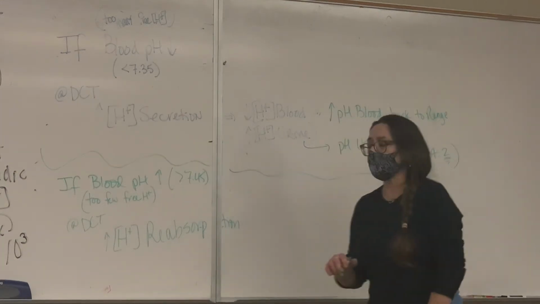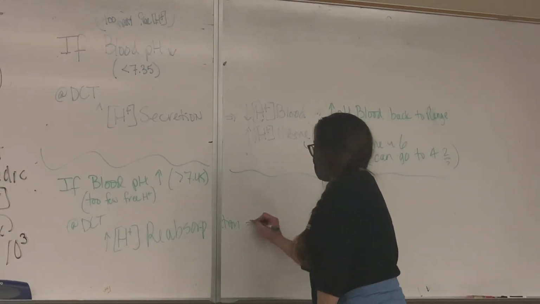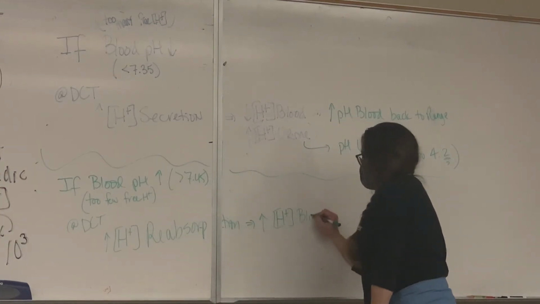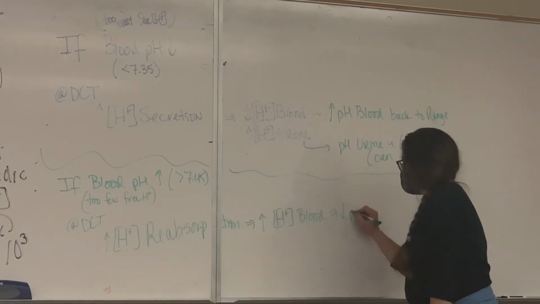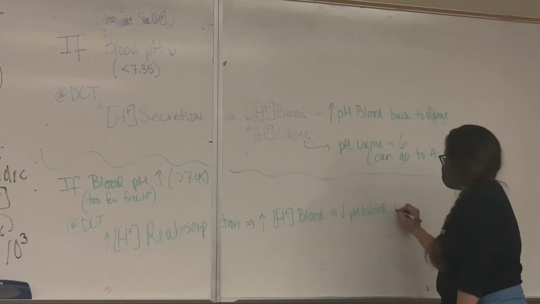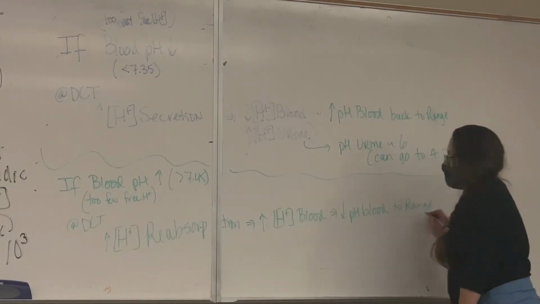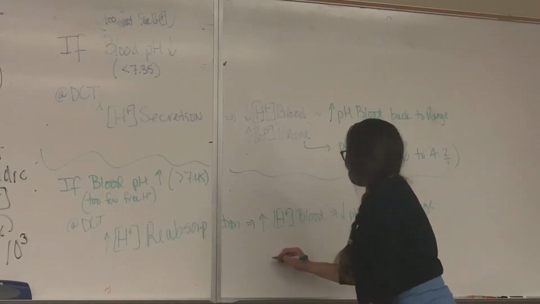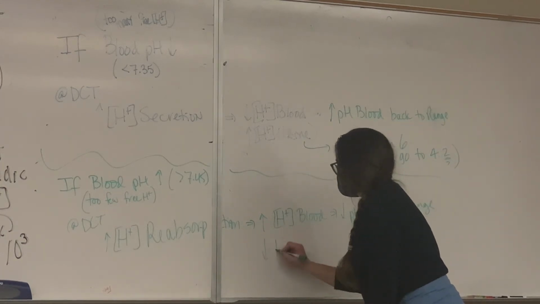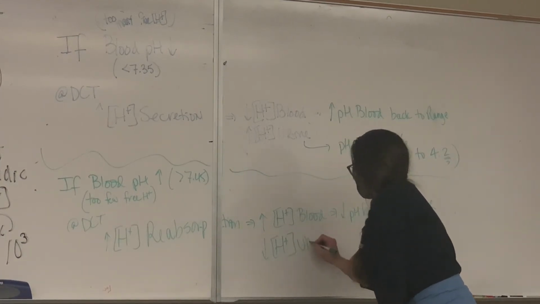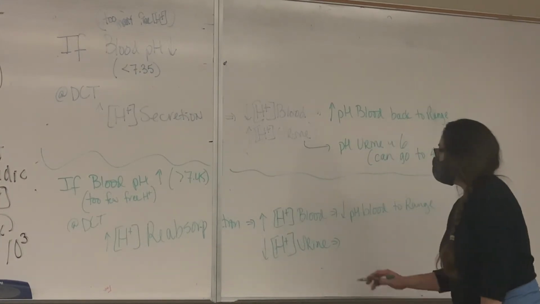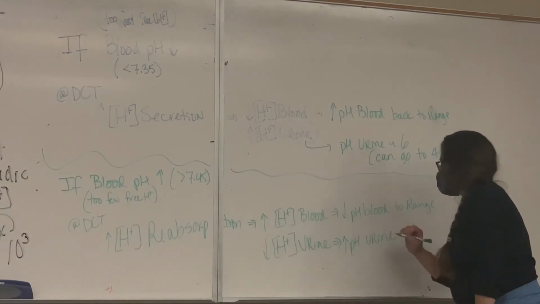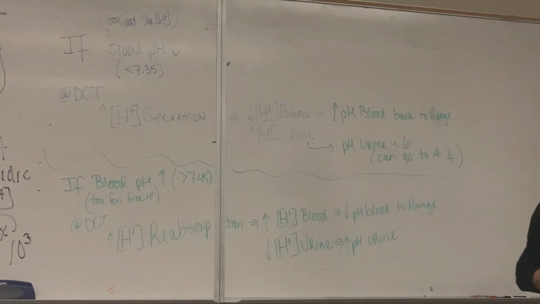I'm going to increase reabsorption of hydrogens. And by doing that, my hydrogens in my blood will go up, which means that my blood pH will come back down to range. And if my blood was initially too basic, then that's going to result in my urine having less hydrogens, and my urine will end up becoming slightly basic so that my blood can get those hydrogen ions.